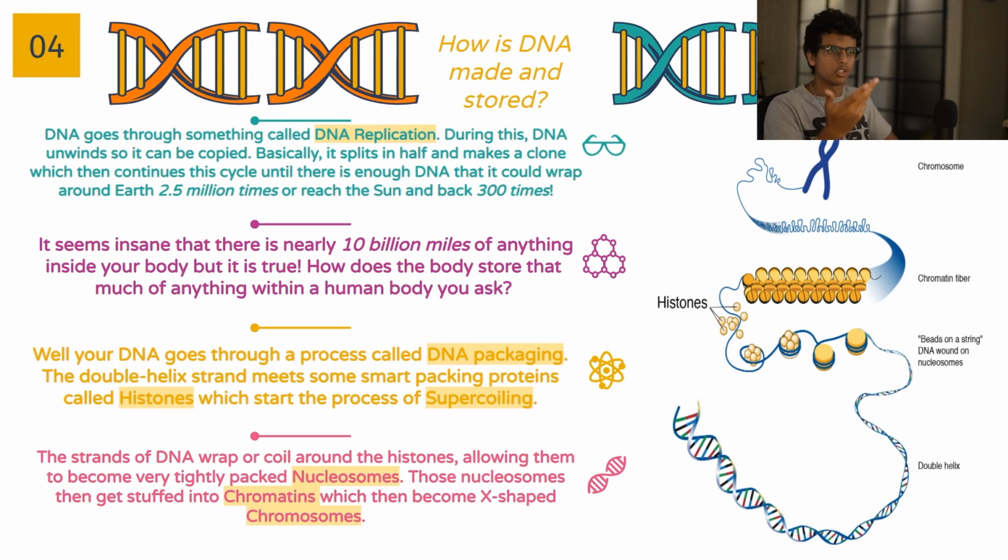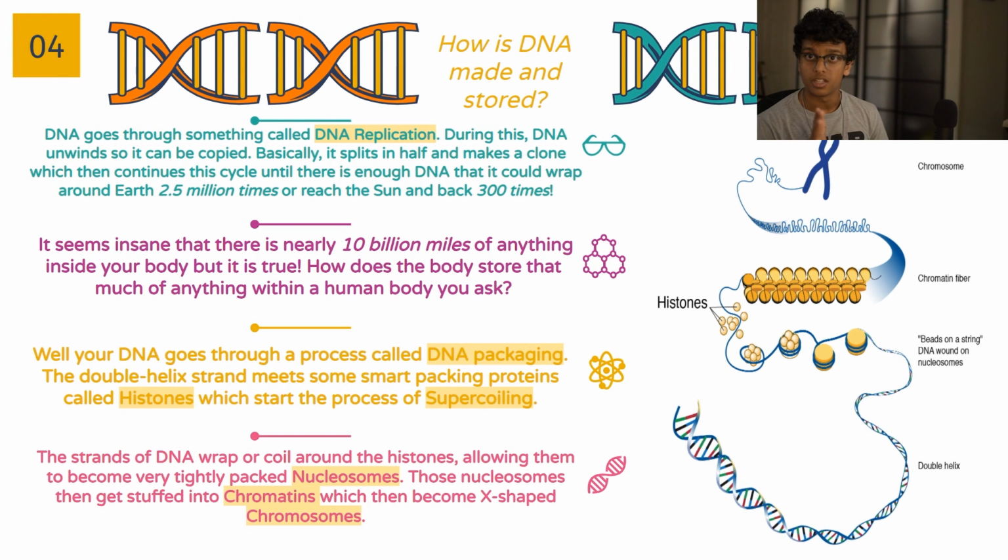But how does the human body store that much of anything within itself? I'm only 5'6", but there's about 10 billion miles in mine. You might be like 4'1". There's still 10 billion miles. Your DNA goes through a process called DNA packaging. That sounds exactly like what it is. The double helix strand meets some smart packing proteins called histones, which start the process of supercoiling. So the strands of DNA wrap or coil around the histones, allowing them to become very tightly packed nucleosomes. These nucleosomes then get stuffed into chromatins, which then become X-shaped chromosomes.